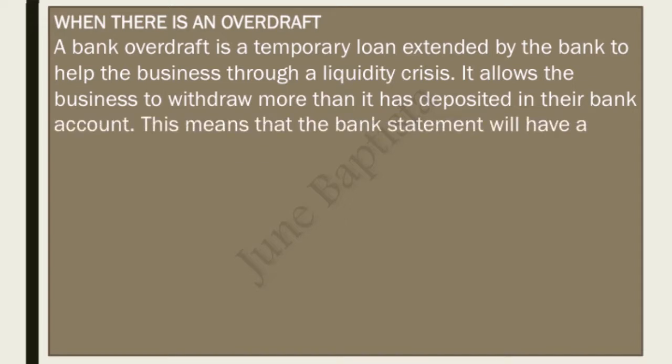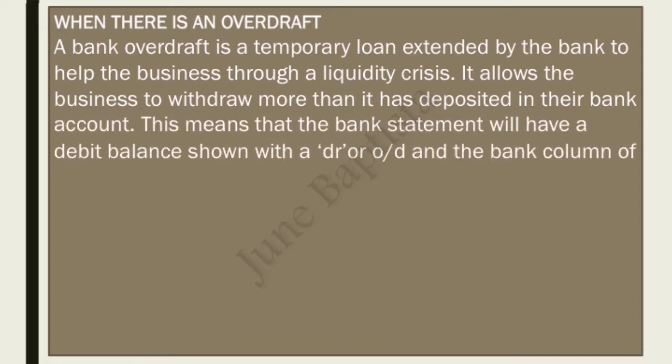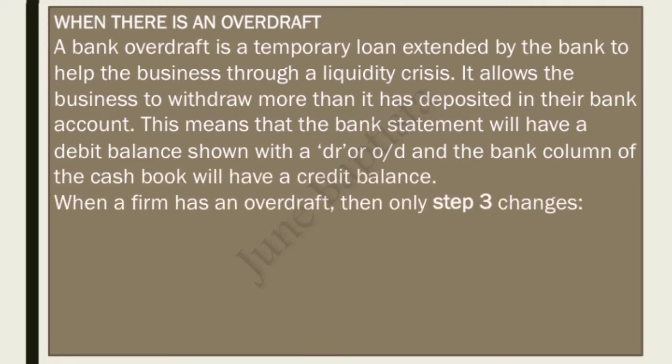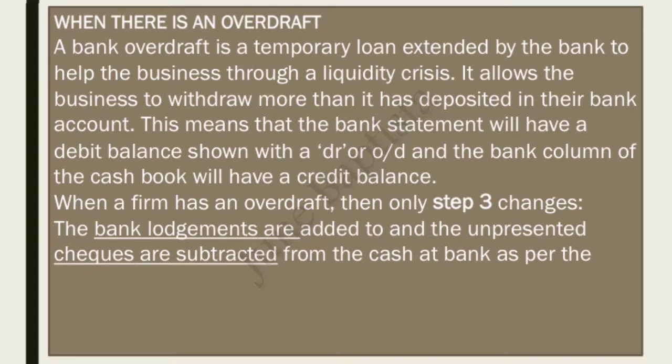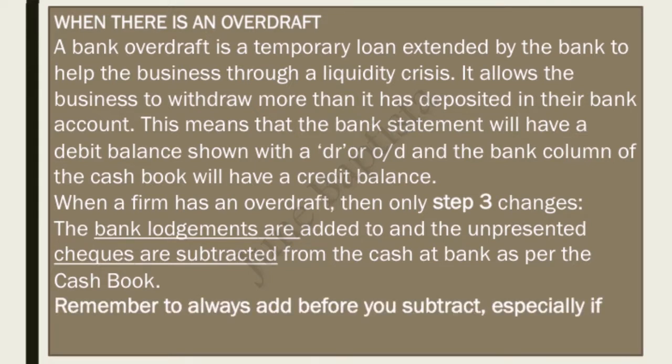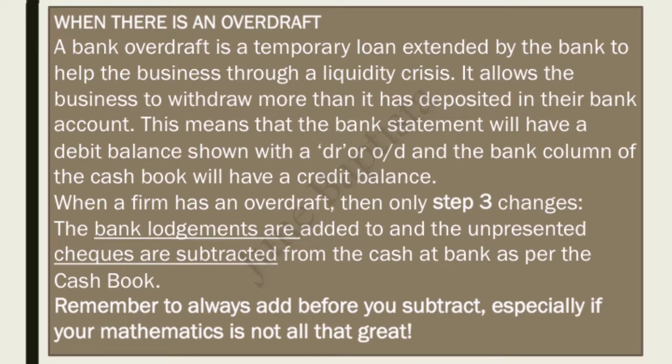This means that the bank statement will have a debit balance shown with a DR or O/D, and the bank column of the cash book will have a credit balance. When a firm has an overdraft, then only step 3 changes. The bank lodgements are added to, and the unpresented checks are subtracted from the cash at bank as per cash book. Remember to always add before you subtract, especially if your mathematics is not all that great.